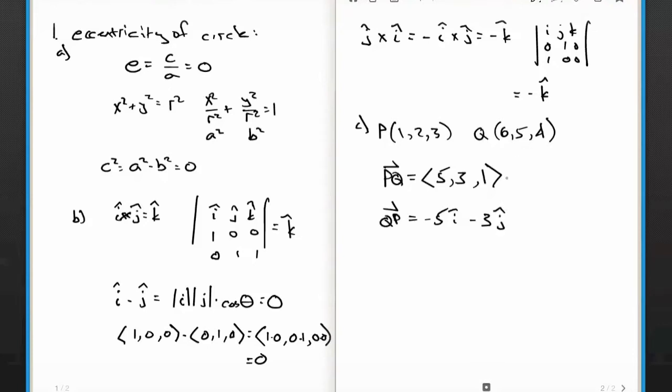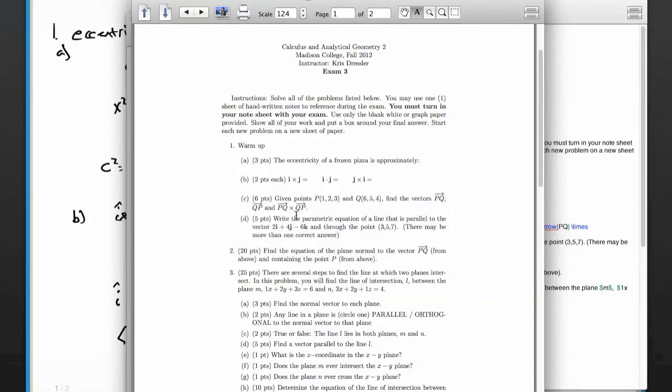J, and then to get from 4 to 3 is a negative 1. K. Right, so either form is acceptable here. Now to get PQ cross QP, which I think is the last thing we had to do here. Yeah, PQ cross QP.